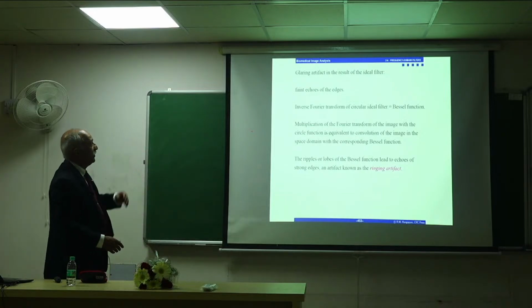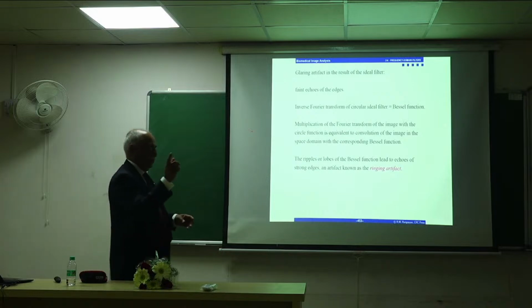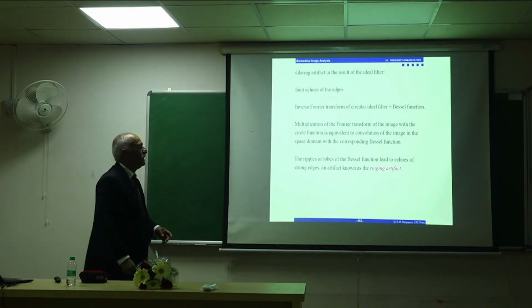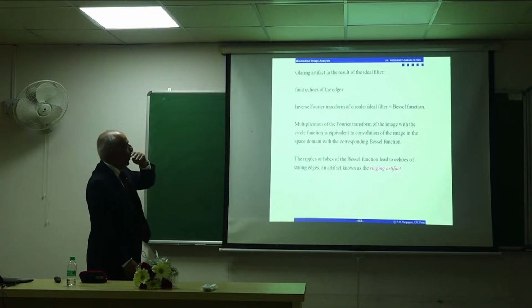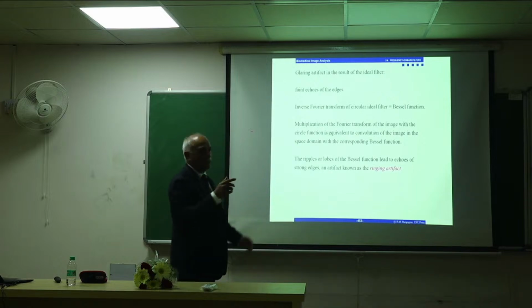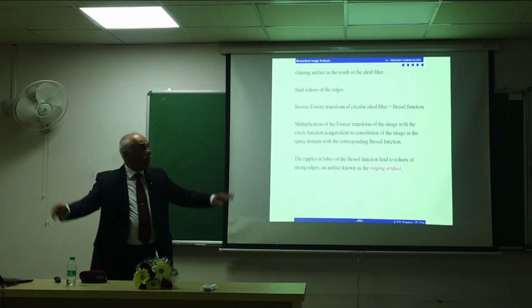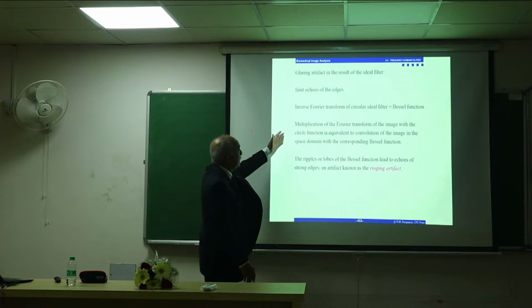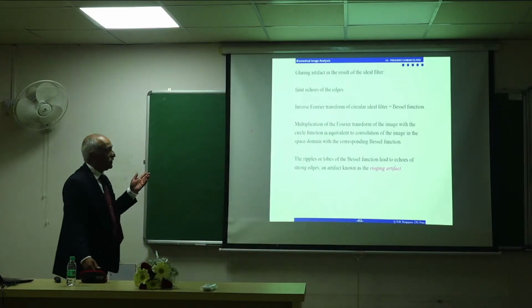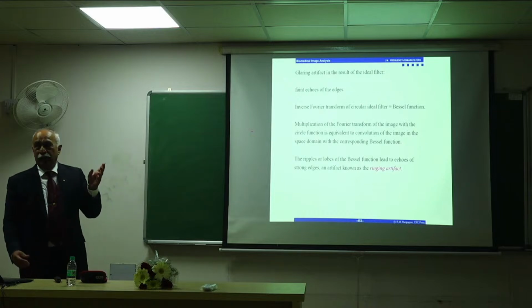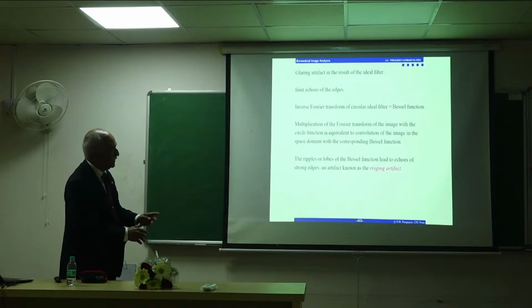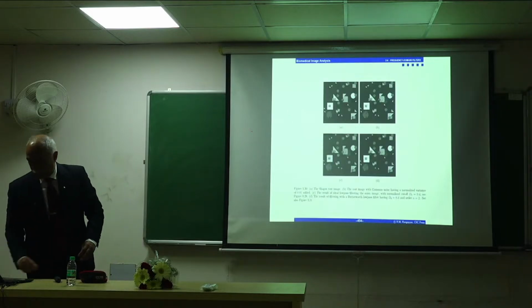So the inverse Fourier transform, sorry, we are not using a rectangle, we are using a circle, so it is a Bessel function. A section is a rectangle. But the 2D function is a circle, so it is a Bessel function, similar positive, negative side lobes. So this is known as the ringing artifact. The ripples or lobes of the Bessel function lead to echoes of strong edges and objects and cause this ringing artifact.